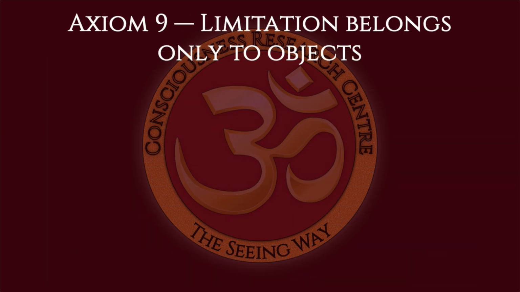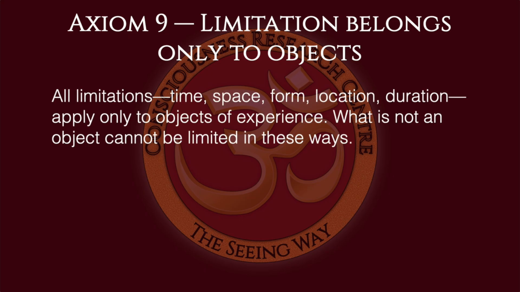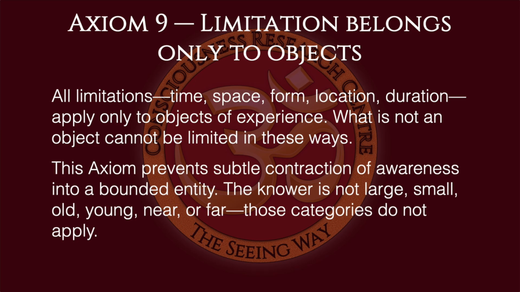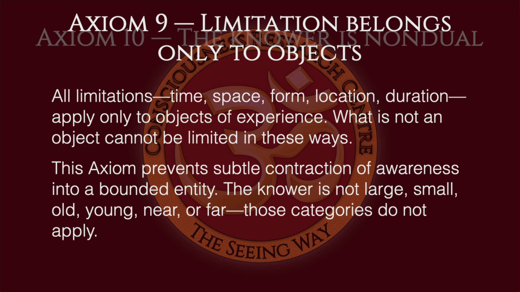Axiom 9, limitation belongs only to objects. All limitations, time, space, form, location, duration, apply only to objects of experience. What is not an object cannot be limited in these ways. This axiom prevents the subtle contraction of awareness into a bounded entity. The knower is not large, small, old, young, near, or far. Those categories do not apply.